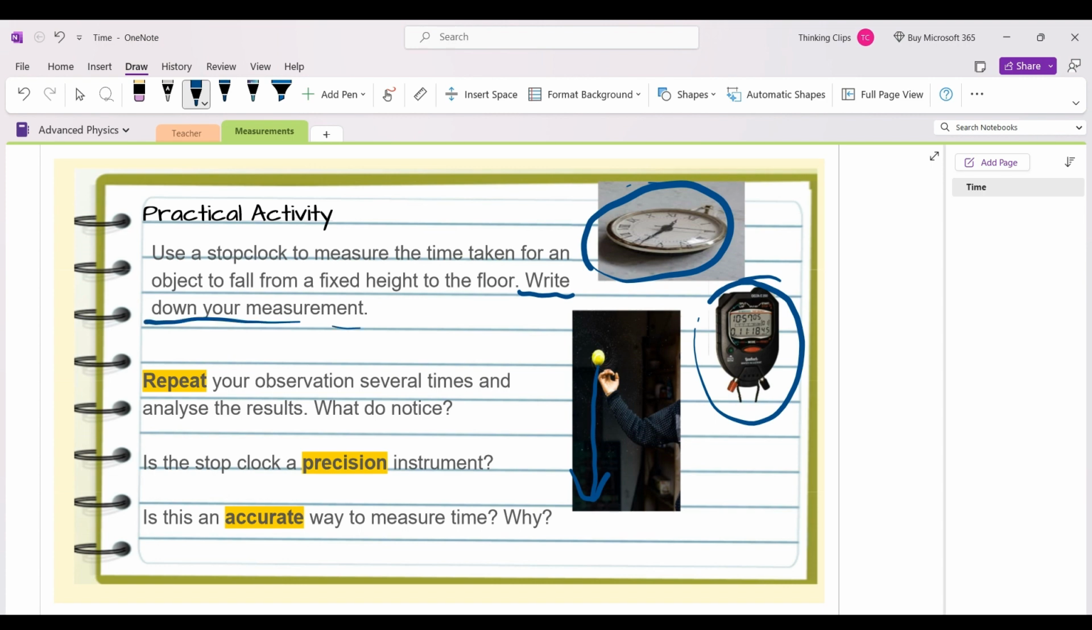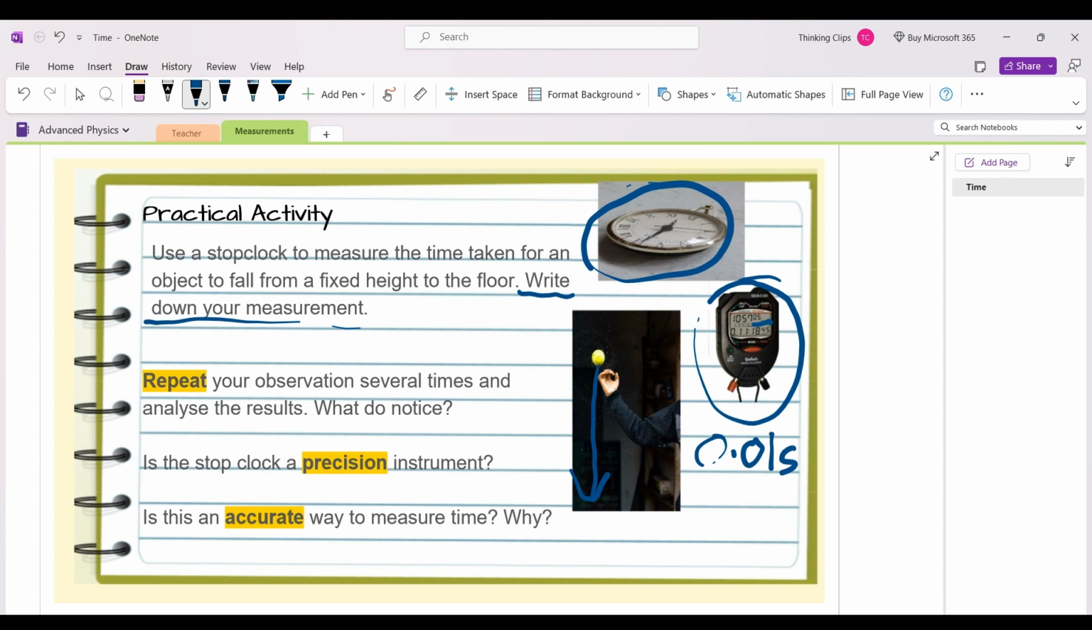Now, you're probably going to use a modern stop clock, and a lot of them can record the time to even 1/100th of a second. So that is 0.01 of a second.